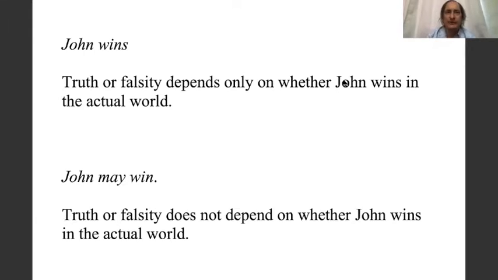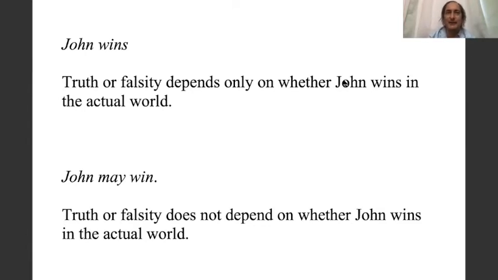Until now, we've been looking at sentences like John wins. For that kind of sentence, the truth or falsity depends only on whether John wins in the actual world. But now we're going to start looking at sentences that are examining possibilities and necessities.